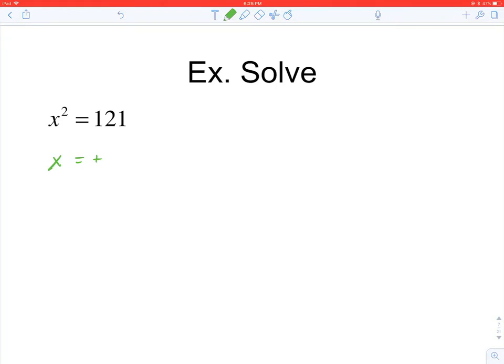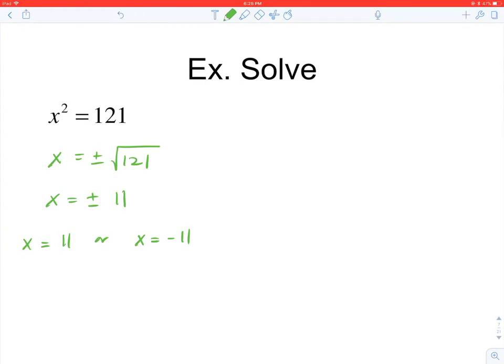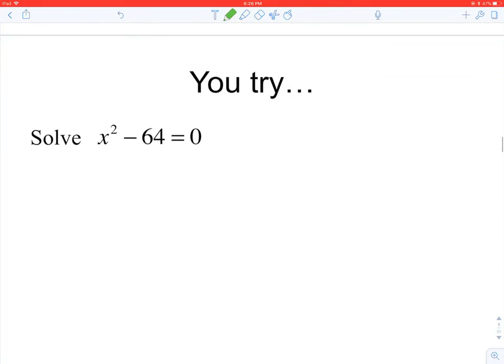Okay, so we're set up here. I'll just stay in green. So we'll get x is equal to plus or minus the square root of 121. So we get x equals plus or minus 11, and I would like you guys for now to separate the solutions just to emphasize that there's two solutions. There's two real numbers that would make this a true statement.